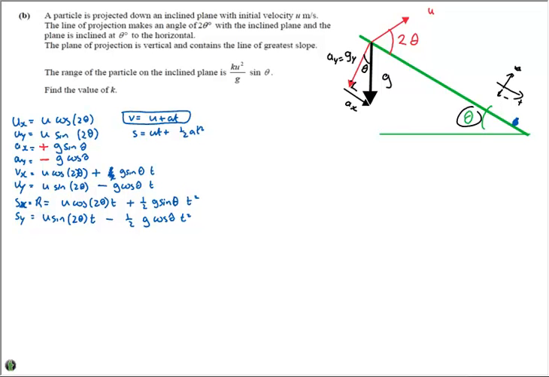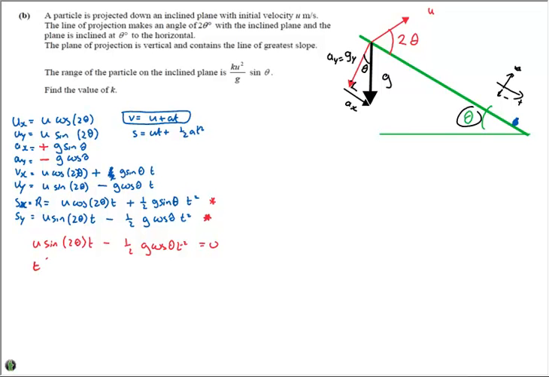So we're well on our way here. First we notice that in our answer we want to show that the range is k u squared over g sine theta. There's no time in that, so we have to get rid of time. The way you get rid of time is you look here at the S of y equation. When at the range, S of y will be equal to 0. So this whole equation will be equal to 0. So u sine 2 theta t minus 1/2 g cos theta t squared will be equal to 0. Solve for t, so we have a substitution for t. We can sub that back into S of x to find the range in a second.